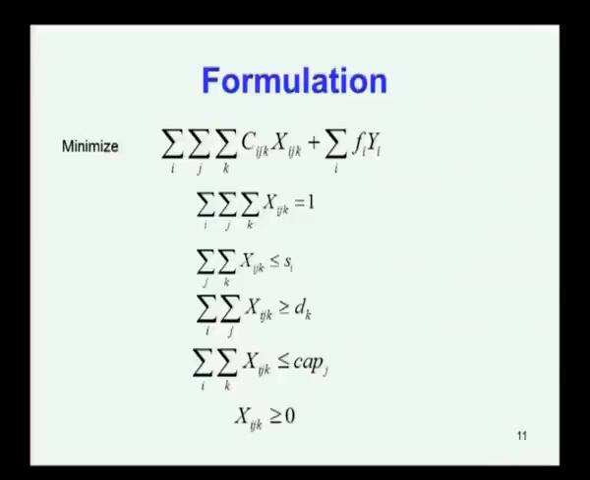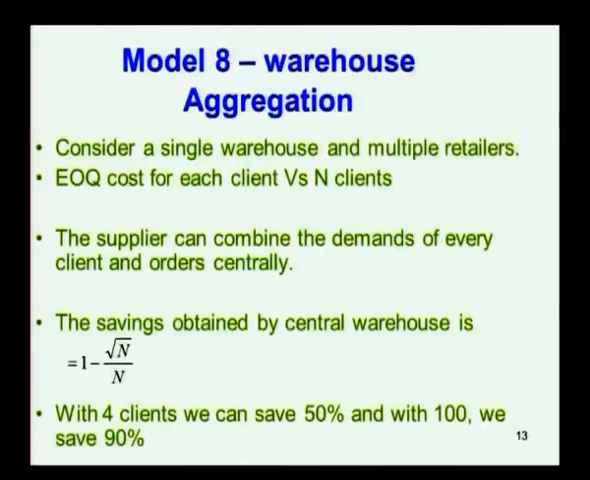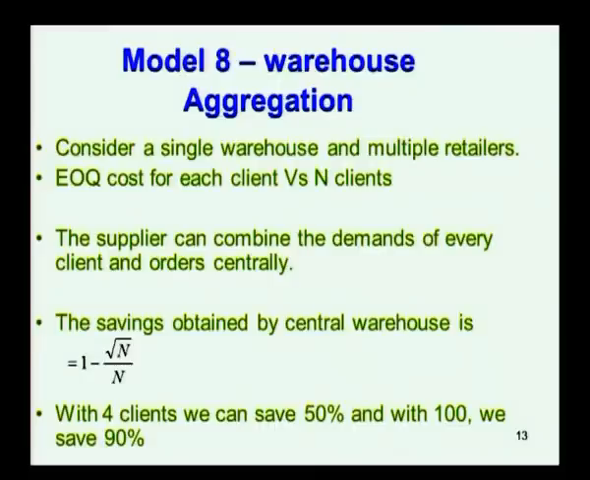So here we are not looking at multiple layers in the supply chain, we are talking about a set of factories and a set of customers and multiple products or multiple markets. There is a location, there is an allocation, and there are some linking constraints for each one of them. Now we will look at a couple of more aspects, which are called warehouse aggregation and safety stock and service levels in this. Now what exactly do we mean by warehouse aggregation?